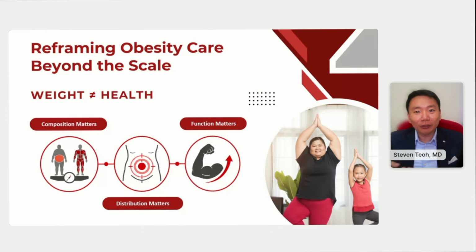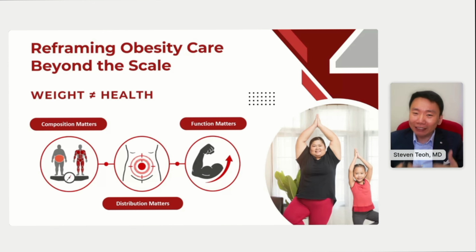With all that I have presented and discussed until the last slide, we must understand that weight alone does not equal health. The number on the scale cannot tell three important things. First, the body composition. What is the body made of? Second, distribution. Where is the fat stored? Is it subcutaneous or visceral? Thirdly, function. Is muscle strength and physical performance being preserved? All these cannot be told by the number on the scales alone.